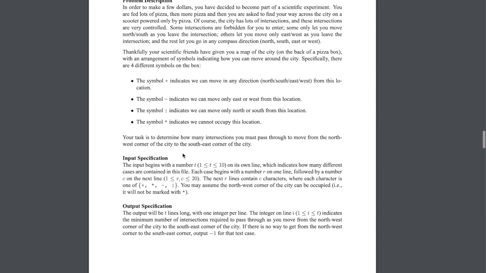So the maze is made up of 4 different characters: a plus sign, a minus sign, a straight vertical line, or an asterisk. The plus sign indicates from that spot we can move anywhere. The minus sign indicates that we can only move west and east of the minus sign. The straight vertical line indicates we can only go north or south, while the asterisk indicates that we cannot move to that spot. Okay, and let's go and solve this.